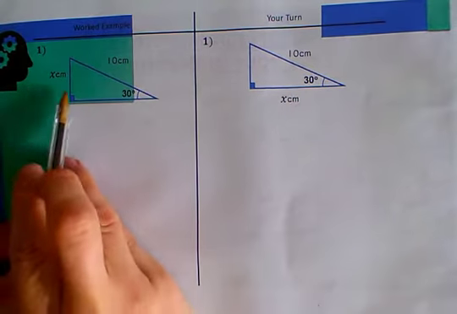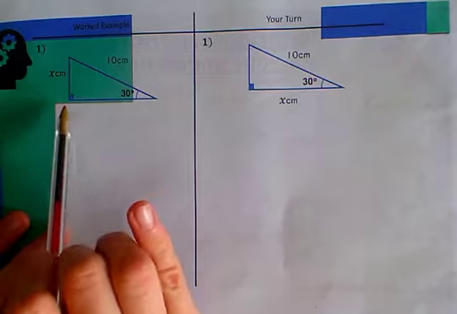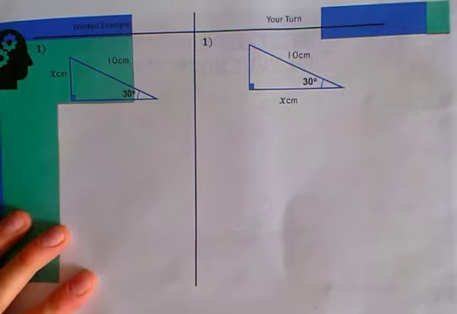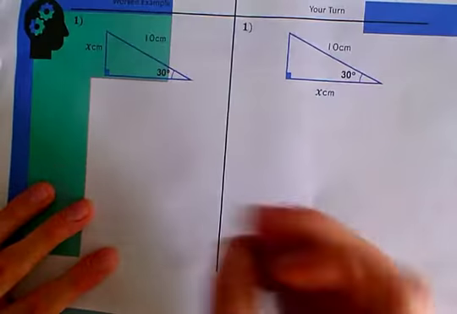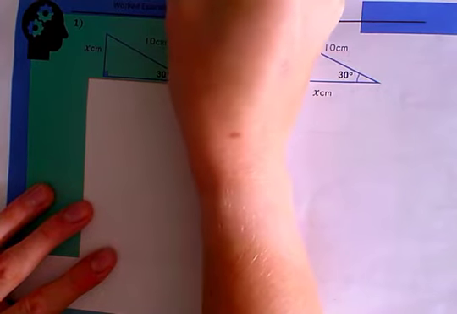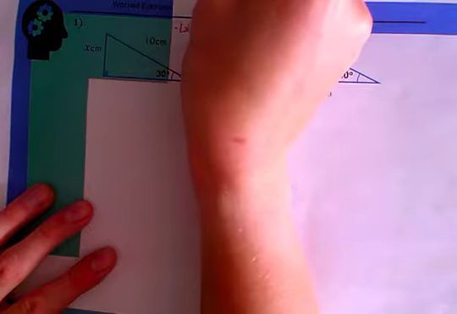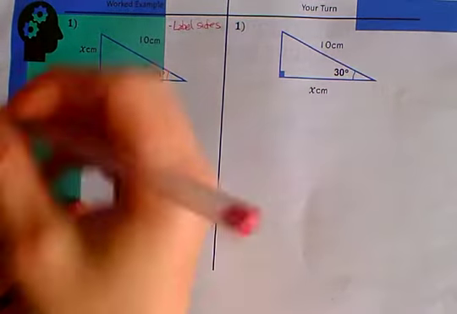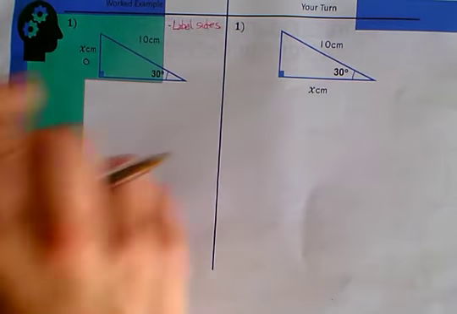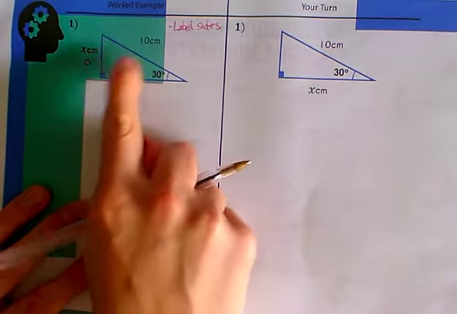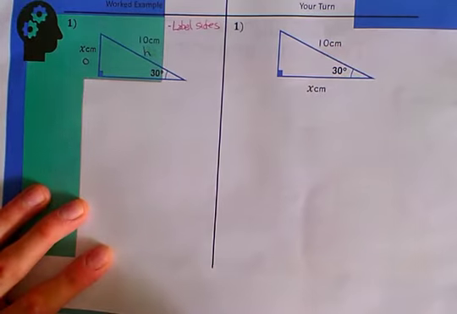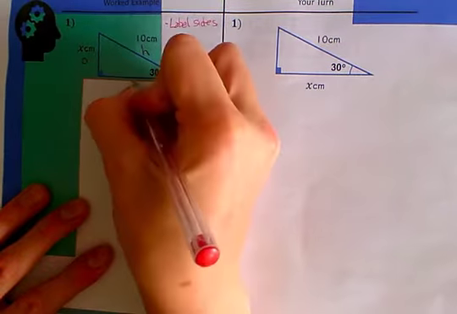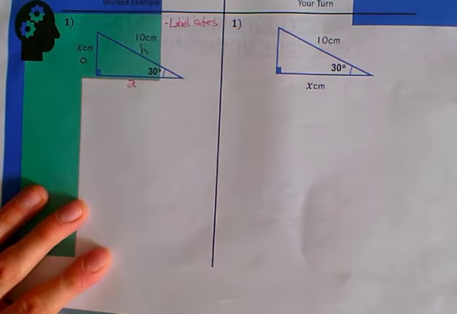So question 1, we've got a triangle here, we've got the angle and we've got a side that we're looking for, and we know this side here. So the first thing we're going to do is label the sides. The side opposite the angle is the opposite. The longest side, which is always opposite the right angle, is the hypotenuse, and the side between the angle we know and the right angle is the adjacent.